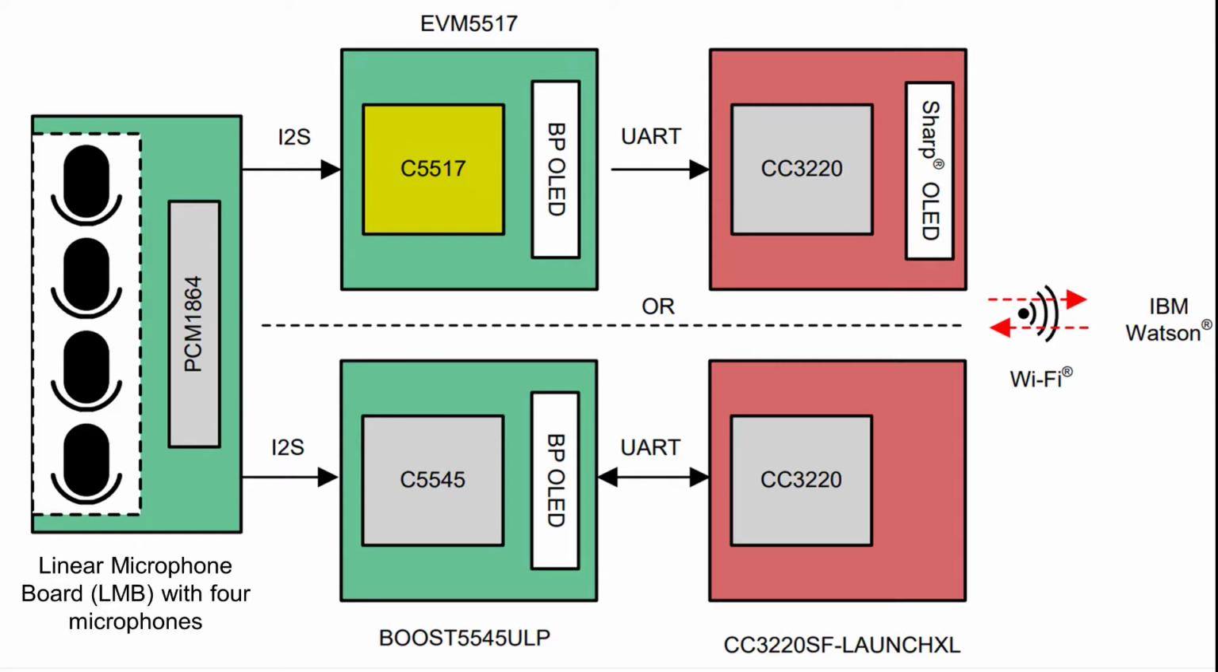In the case of the C5517 based demo, the transcribed text is displayed on the CC3220 that has a Sharp OLED connected to it. In the case of the C5545 based demo, the transcribed text is sent back via UART from the CC3220 to the C5000, where the Booster Pack OLED shows the transcribed audio.